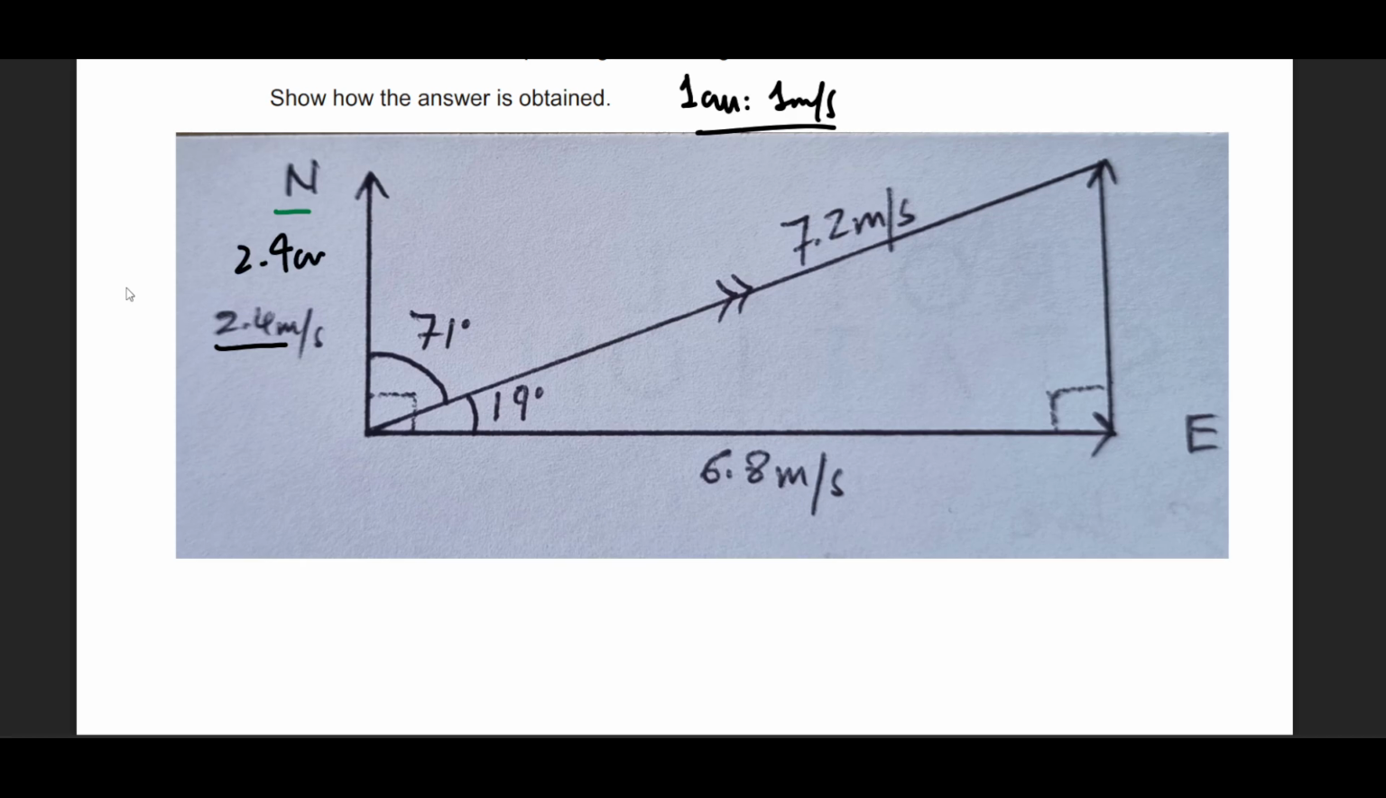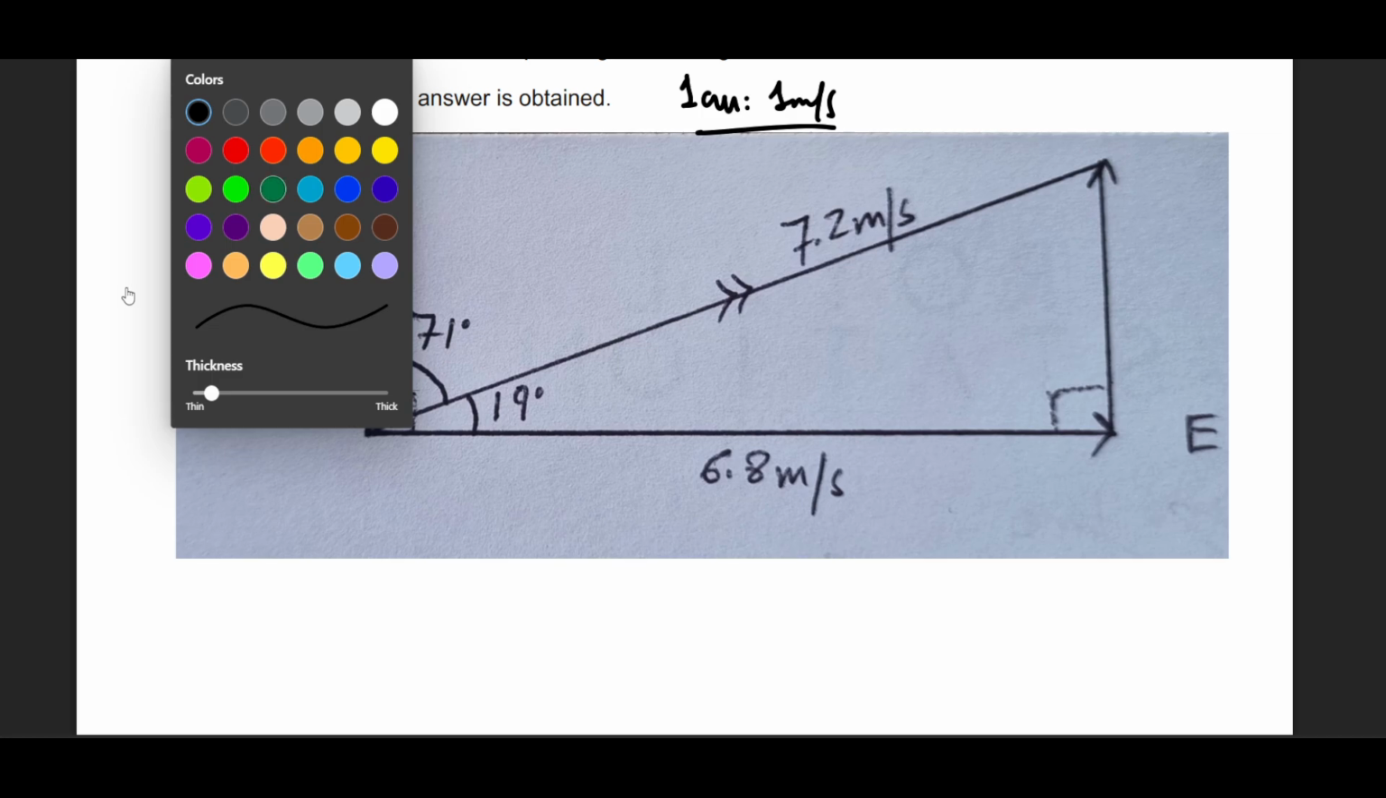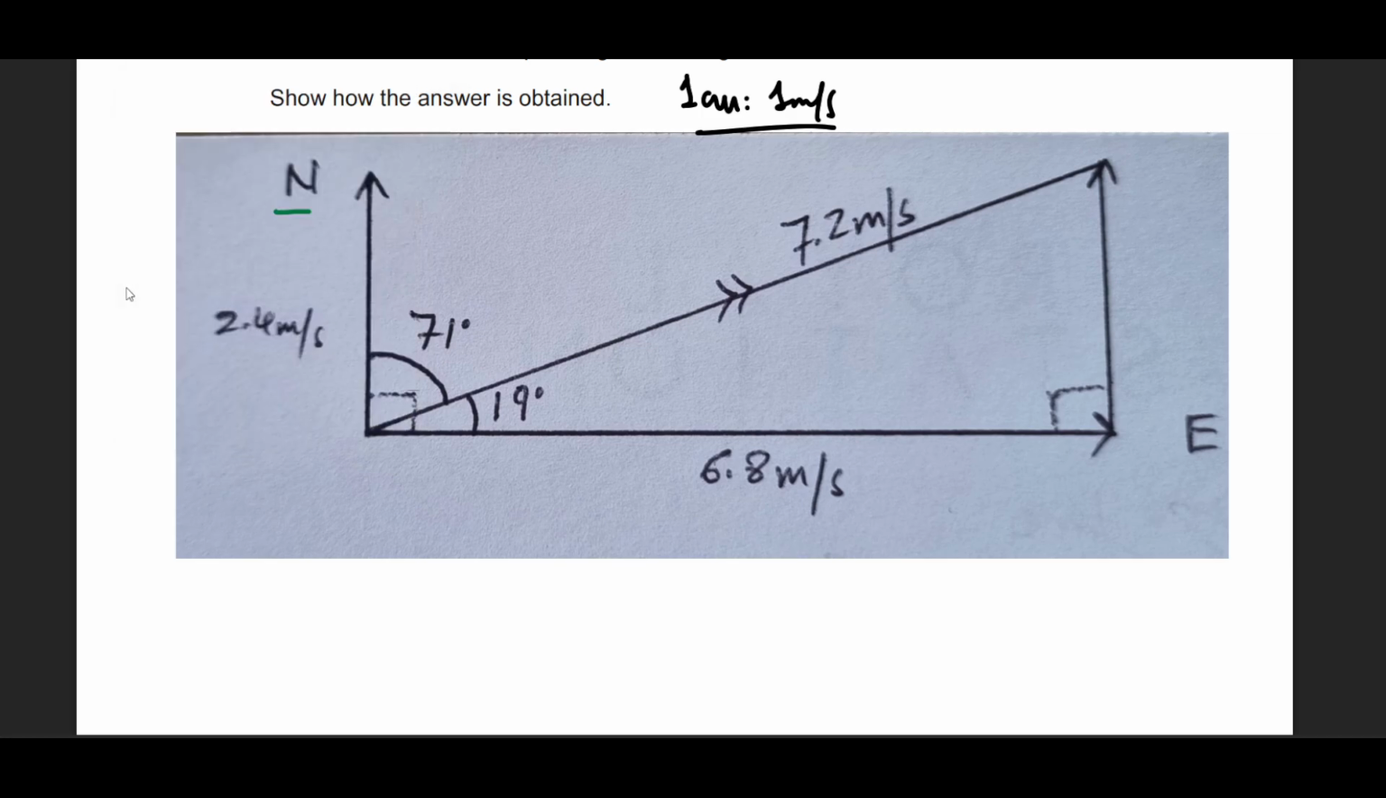Notice I'm not mentioning centimeters. I'm writing this down as meters per second because the question is in meters per second, not in centimeters. Similarly, due east, I've taken this line to be exactly 6.8 centimeters, but I will write down meters per second. Then notice that this line has to be drawn at exactly a 90-degree angle. For that, you need to use a protractor. Place the D over here like this, measure the 90-degree angle exactly and then draw this. Otherwise, you will have small differences in the answer at the end. So be careful about that.